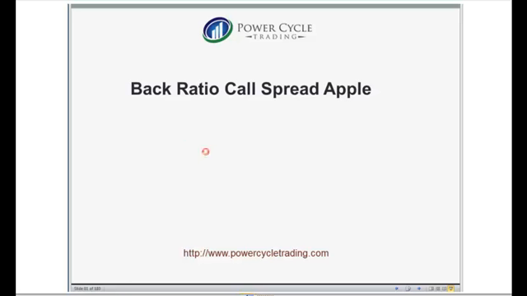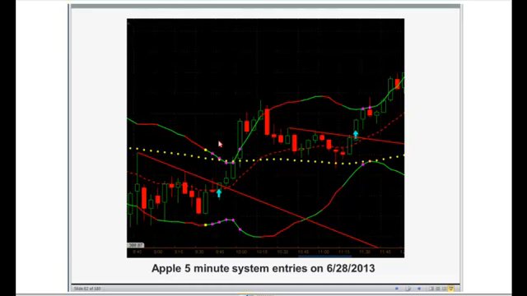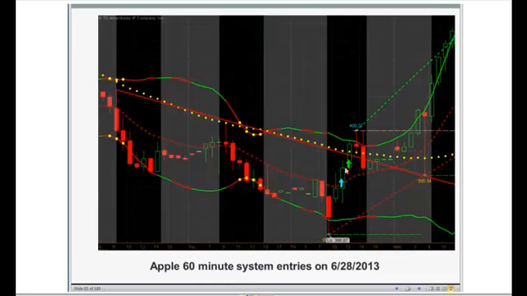And basically this is on Apple. You can see Apple. This was Friday on Apple. Our system went long actually based on the 5-minute. This is kind of how I set up a trade. We had a squeeze, broke to the upside. Here's the 60-minute time frame.